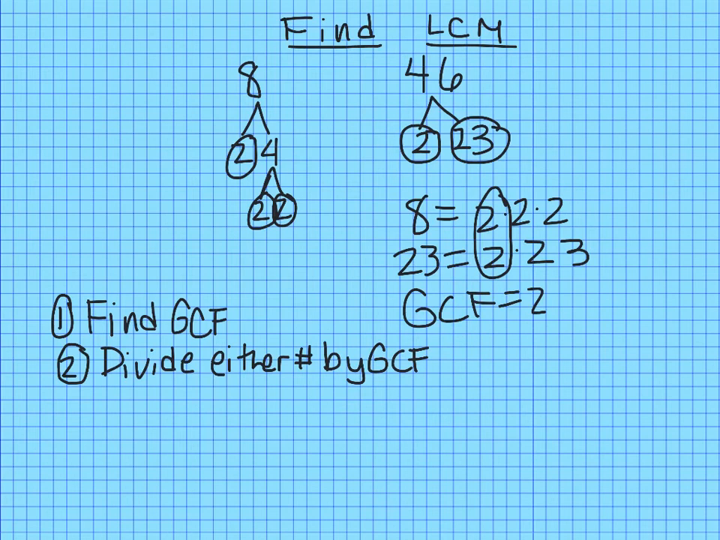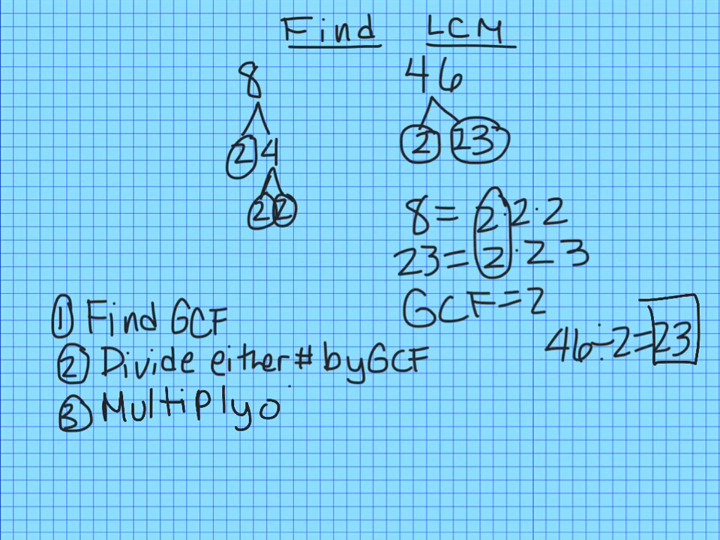So we will take 46 and divide it by 2 because that's already done for us up here. So 46 divided by 2 equals 23. And then we're going to take the other number and we are going to multiply the other number by our product that we got.